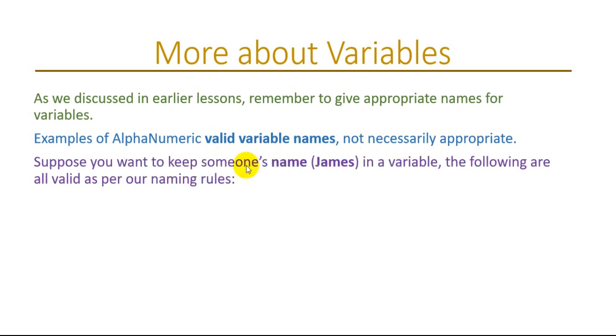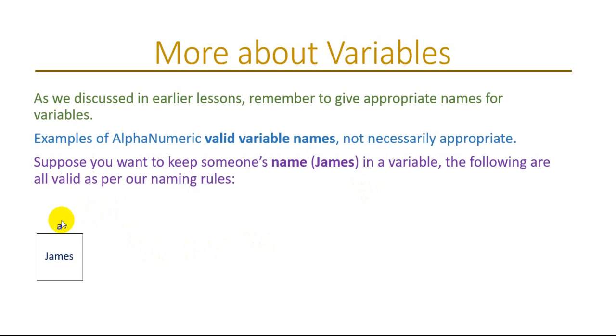Suppose you want to keep someone's name. We want to keep the name James in a variable. So basically you have to define a variable, give it a name, and then put the word James, which is our content, inside that variable. Let's try different types of names to get an understanding.